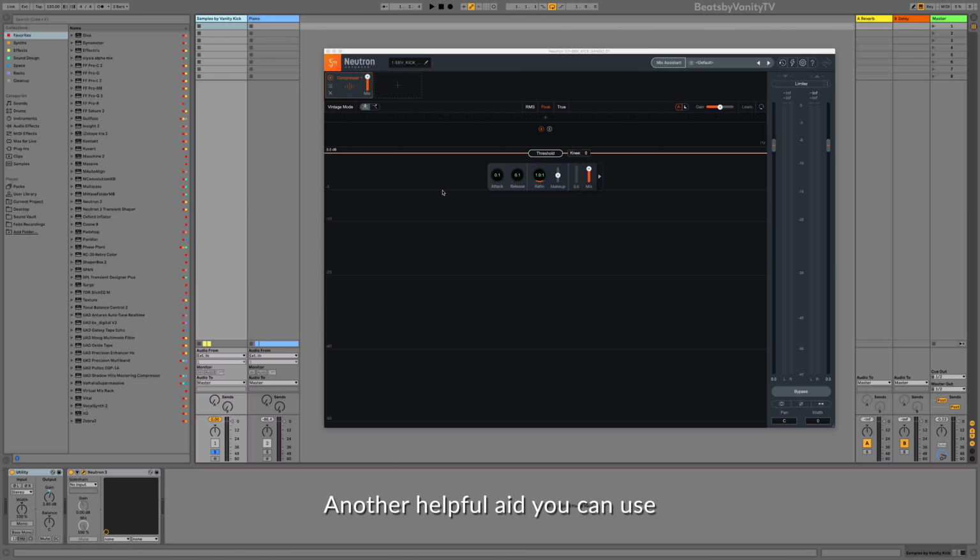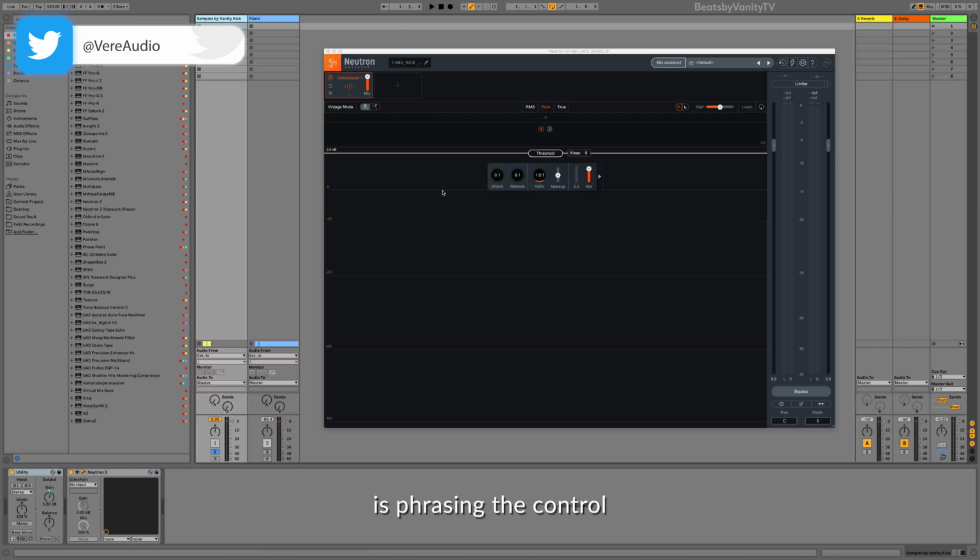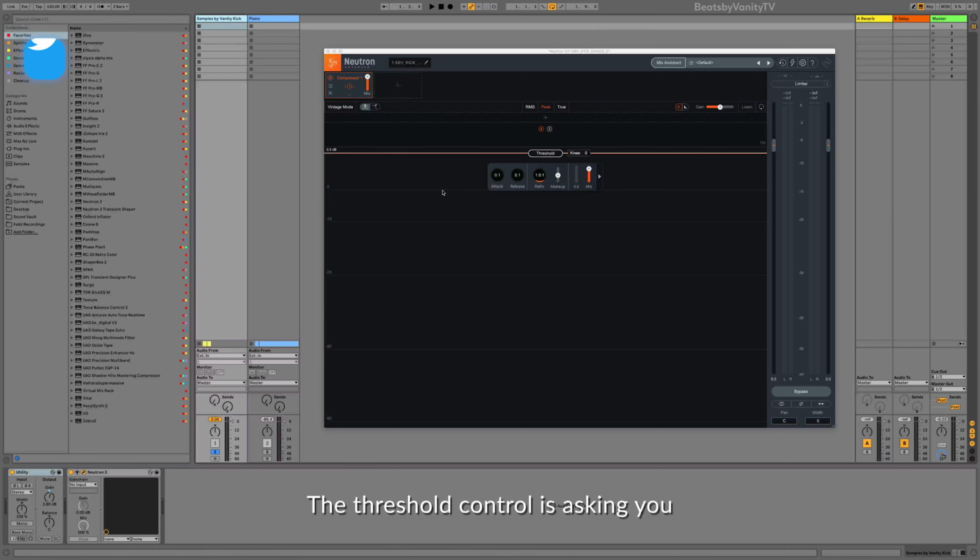Now another helpful aid you can use is phrasing the control as though it's asking a question. Like, what are you doing here? Who's your daddy? And what does he do? The threshold control is asking you at what decibel in the signal should the compression begin. That's the only choice you need to make. At what decibel level in the signal should the compressor begin to reduce the volume? Come on, why don't you know this?